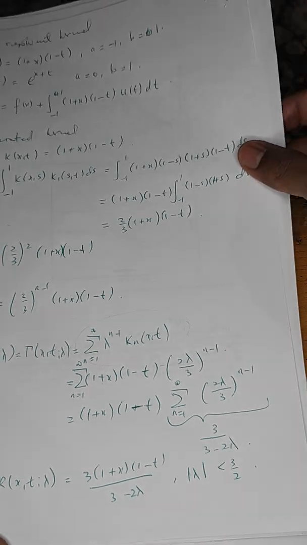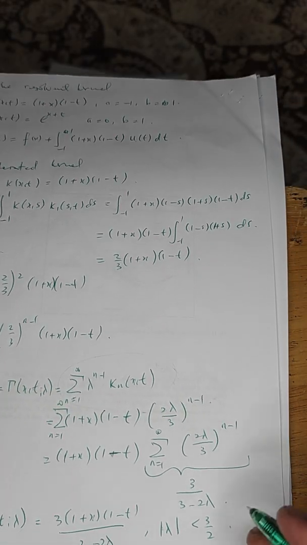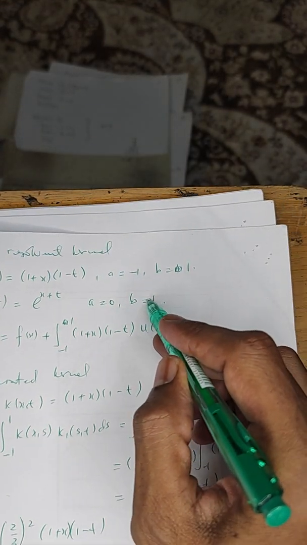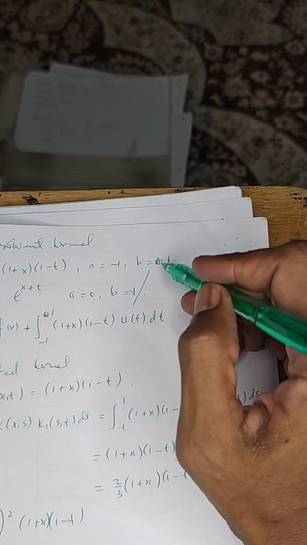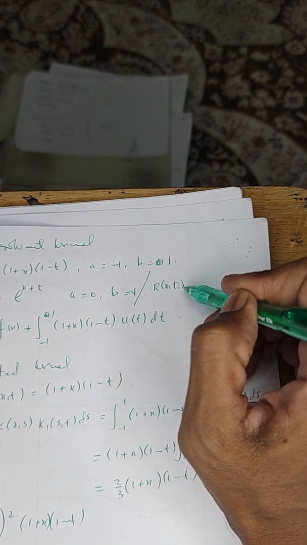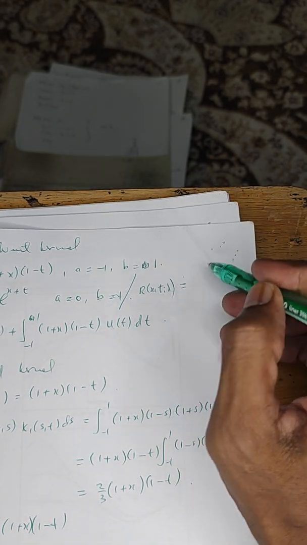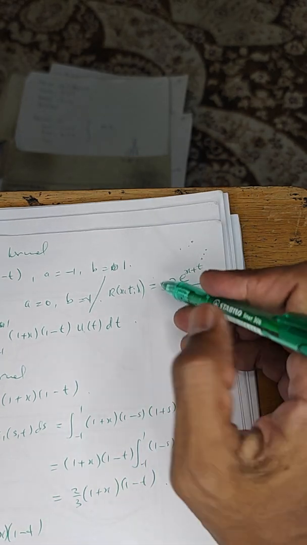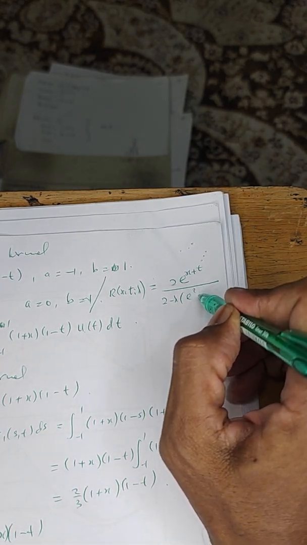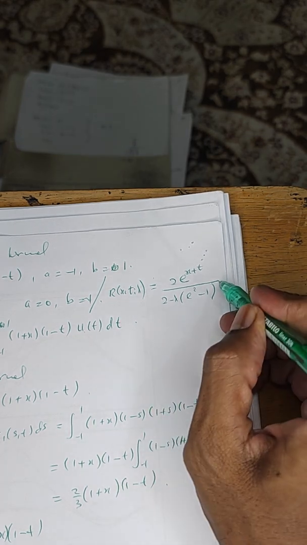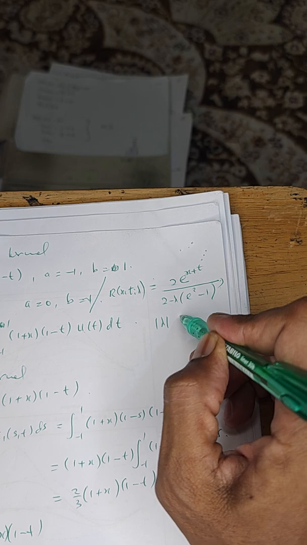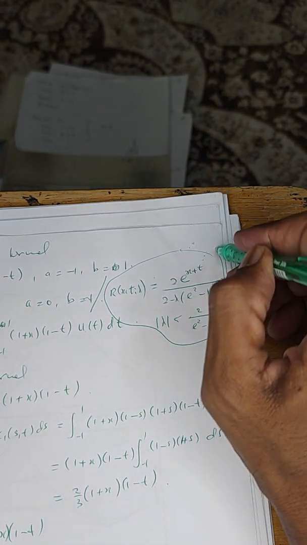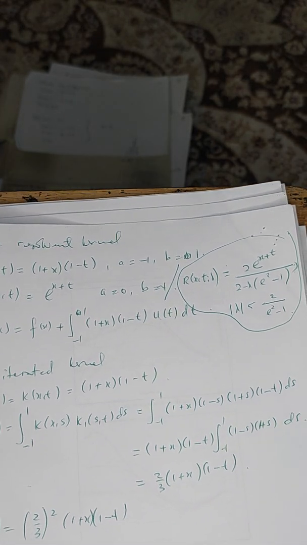All right, that's for example 1. For number 2 here, the solution is given as, let me write the solution here. So R(x,t;λ) is equal to 2e^(x+t) over 2 − λ(e² − 1), where λ is less than 2/(e² − 1). So this is the solution for the one that I left as an exercise to you.